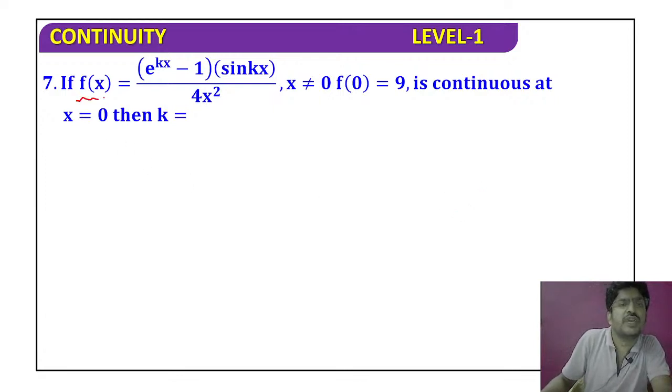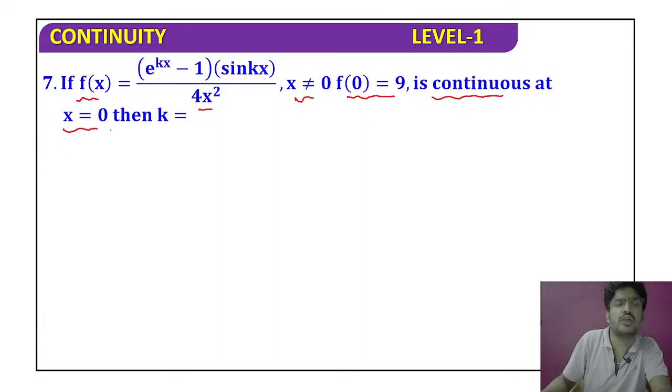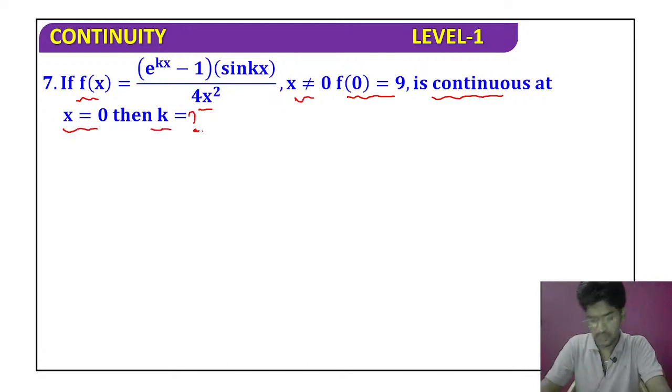Where I am going to solve: if f of x is equal to e power kx minus 1 times sin kx divided by 4x square, x is not equal to 0, f of 0 is 9, is continuous at x equal to 0, then k equal to what? Okay, no problem.